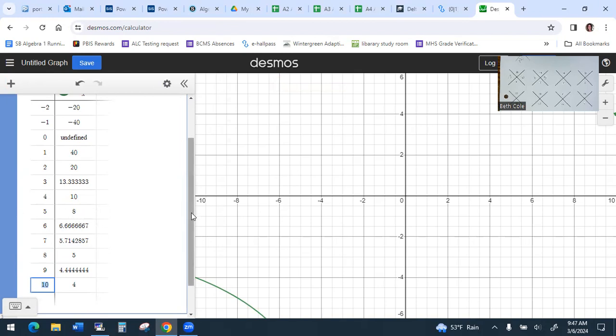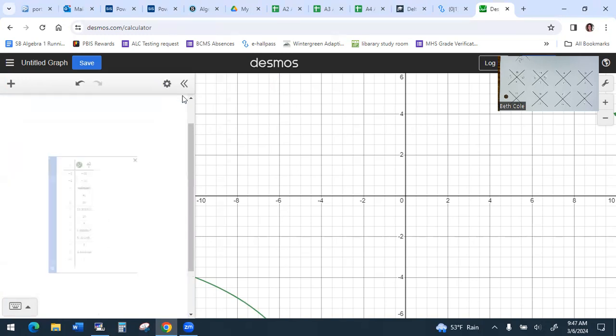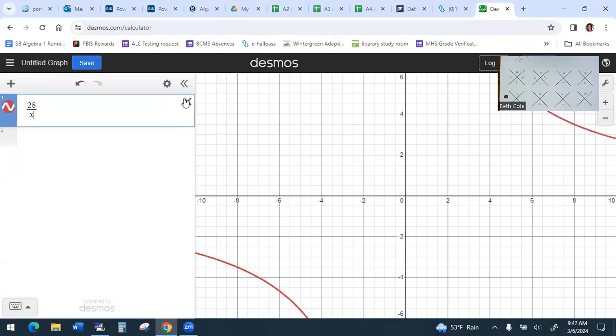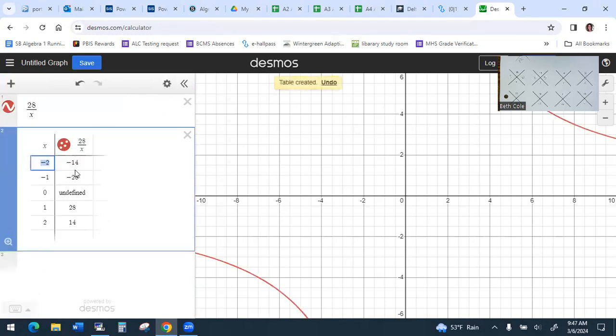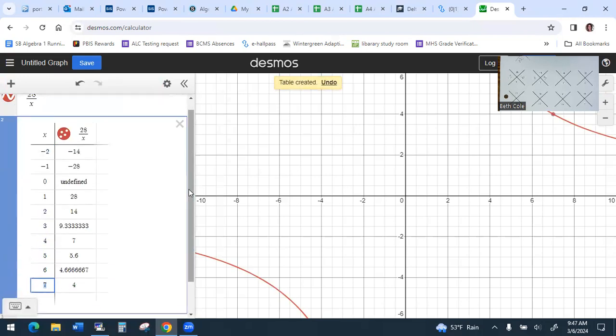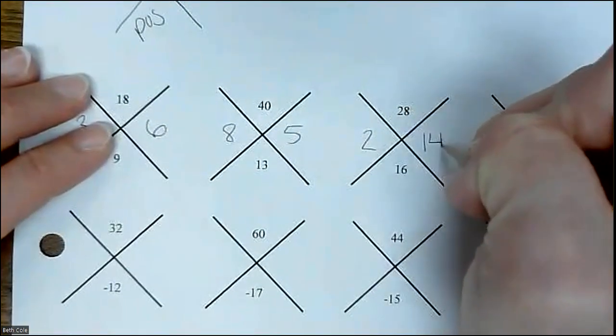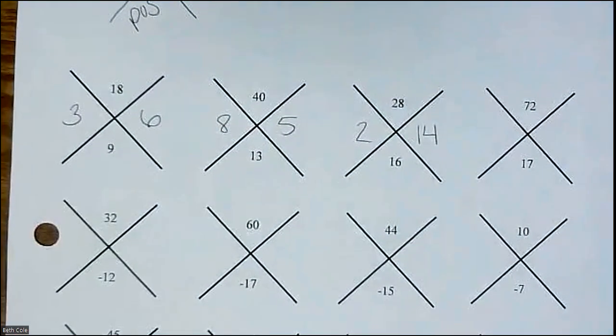All right. What's the next one on there? 28. So if I type 28 divided by x and make a table, now I'm looking for a pair of numbers that add up to be 16. Do you see it? Do you see 2 and 14 there? Now 72 is kind of a bigger number. You might need the calculator for that one.